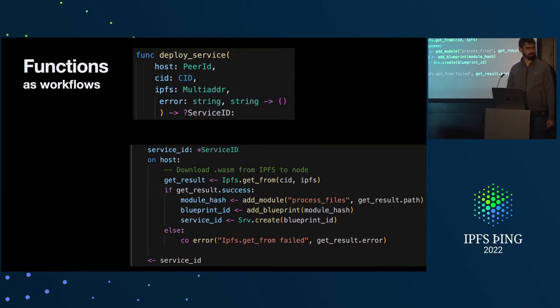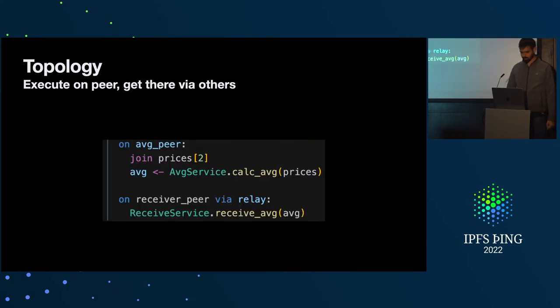You can pass any kind of arrow in the place of arrows. You can use service calls in place of arrows and all this stuff. Then the special thing for distributed workflows is a topology. So we have this on expression with the block inside, and it basically says that all that's inside should be executed on this peer.